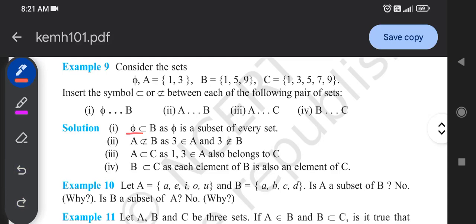Solution. Pi belongs to B. Second, A is not a subset of B as 3 belongs to A and 3 does not belong to B. Third, A is a subset of C as 1 comma 3 belonging to A also belongs to C. Fourth, B is a subset of C as every element of B is also an element of C.